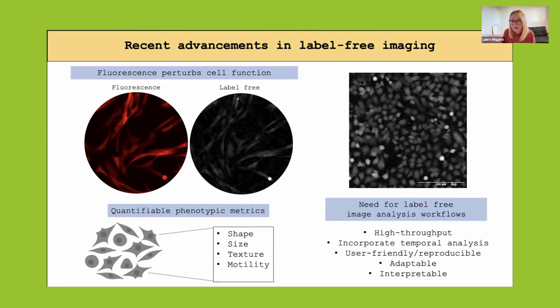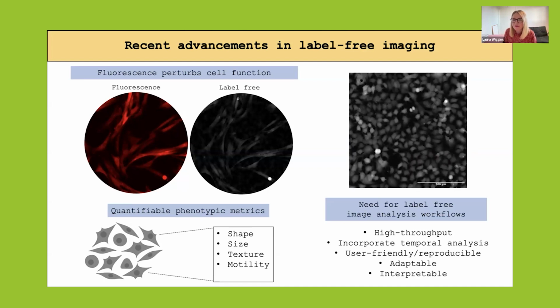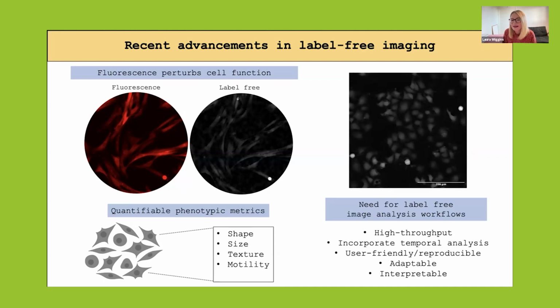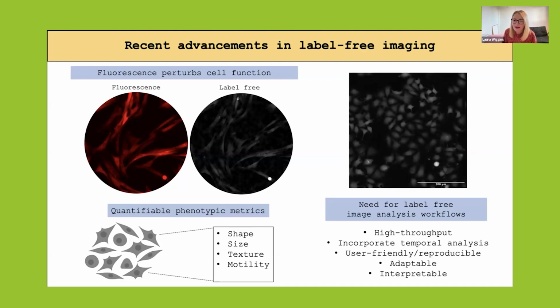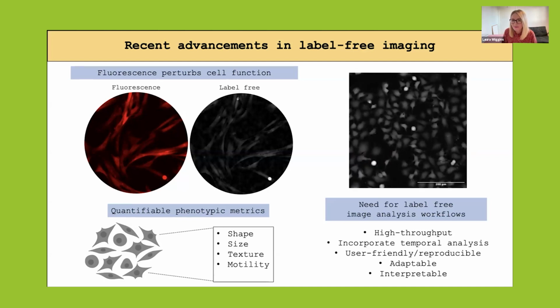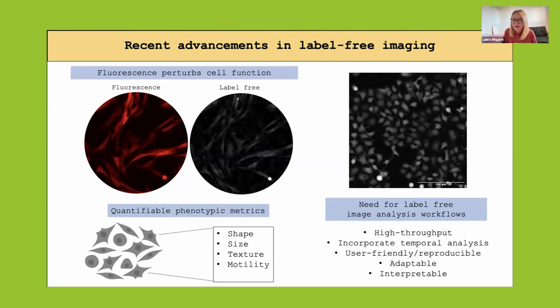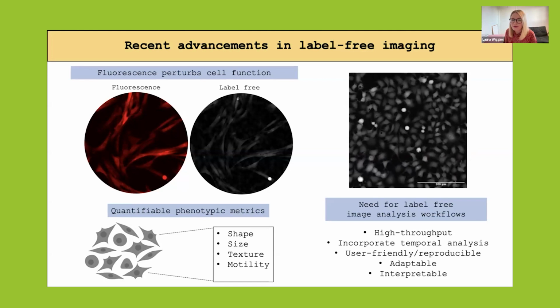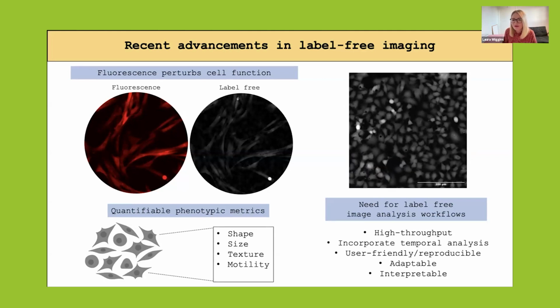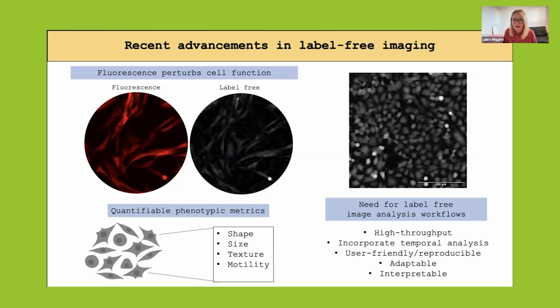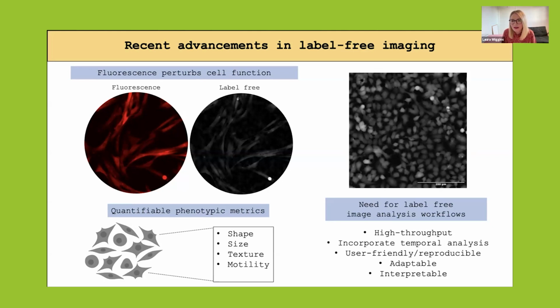They need to be high throughput, because we could be imaging several conditions in parallel, as I say, for weeks on end. That's a lot of data, and we need to be able to process that volume of data. But these analysis techniques need to incorporate temporal analysis. So it's not enough for us to say these cells are bigger, or they're this shape, or they've moved this much. We need to be able to say how those changes differ over time, and to compare those amongst different cell types. But they need to be user-friendly and reproducible.